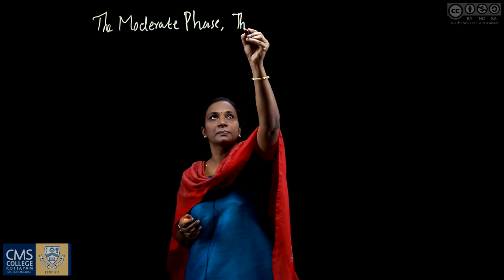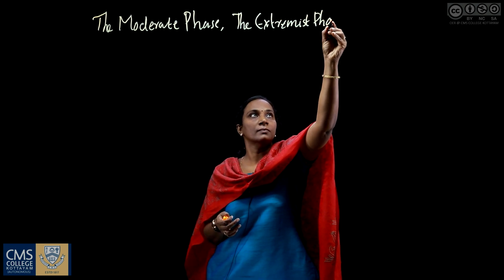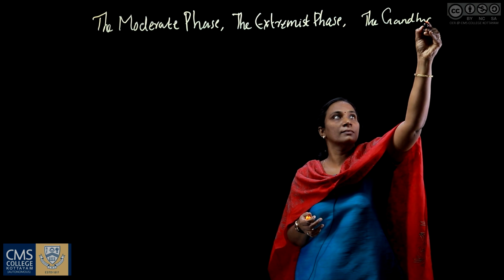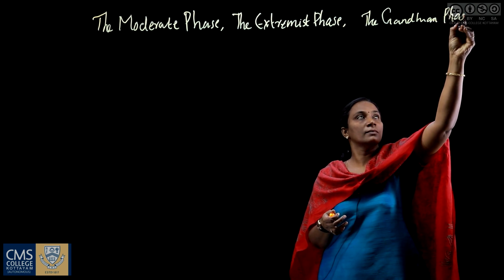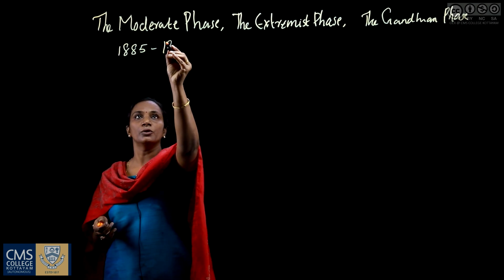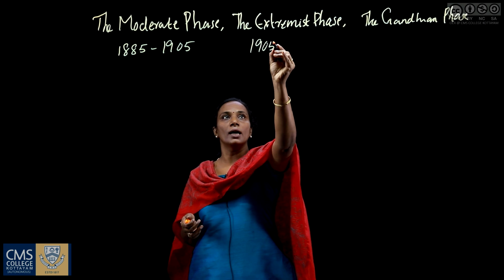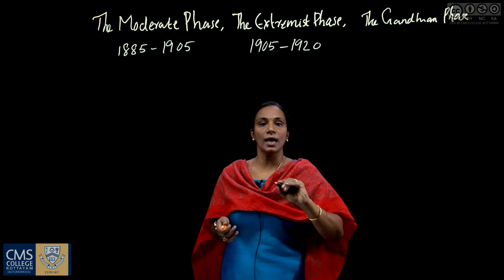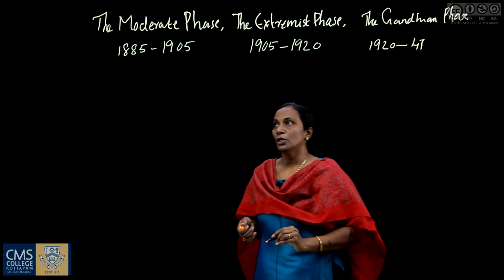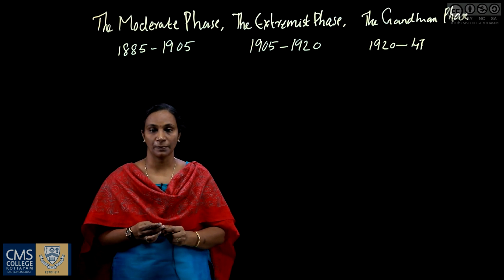the extremist phase, and the Gandhian phase. The moderate phase was between the period 1885 to 1905. The extremist phase between 1905 to 1920 and the Gandhian phase from 1920 to 1947. Today in this class, I will tell you about the moderate phase of the nationalist movement.